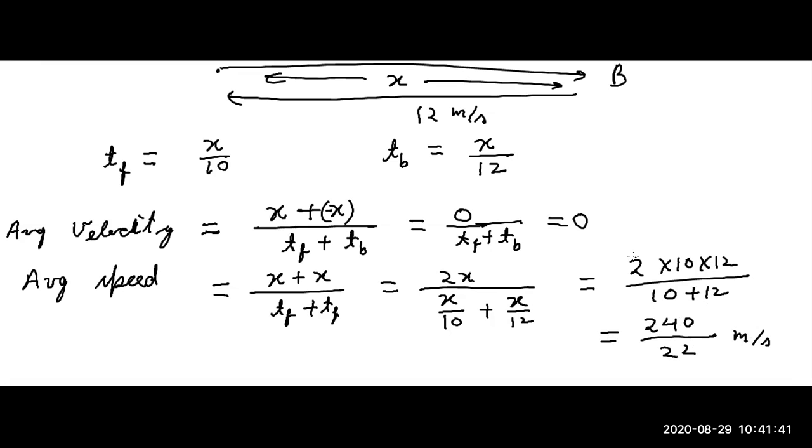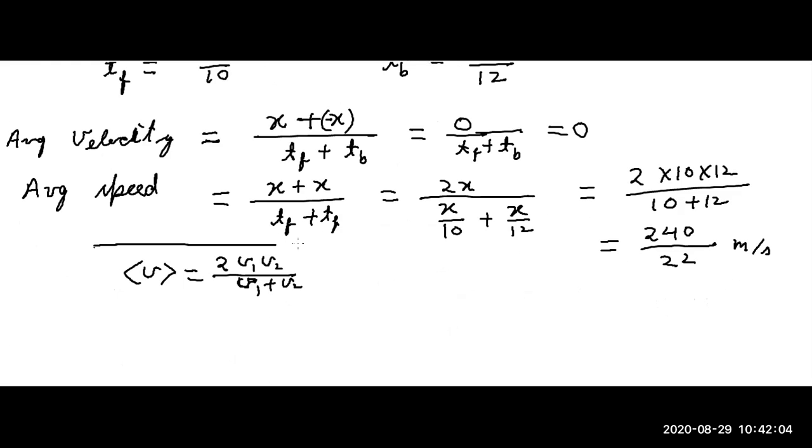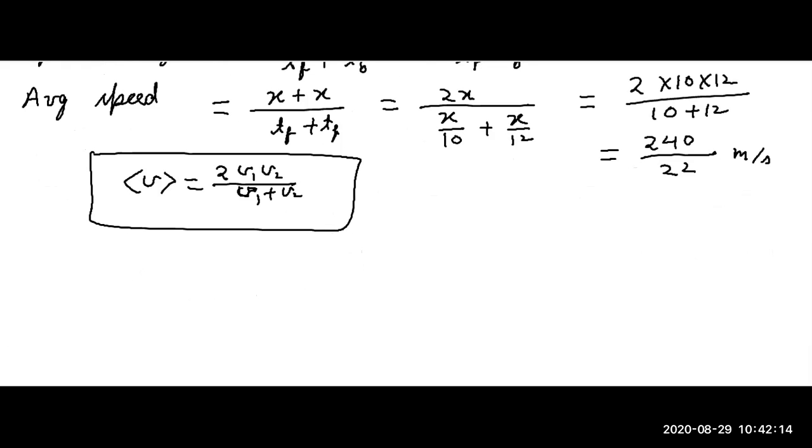So this is the formula also. If you have this kind of motion, forward motion and backward motion, then you can write 2 v1 v2 divided by v1 plus v2 as the average speed. Okay. Now move to the next question.